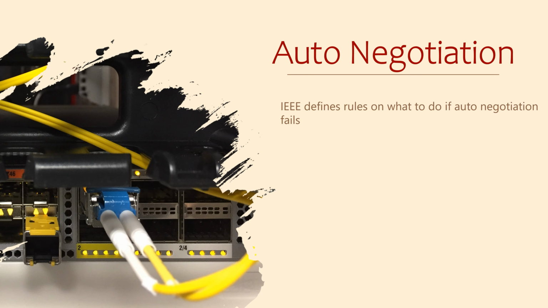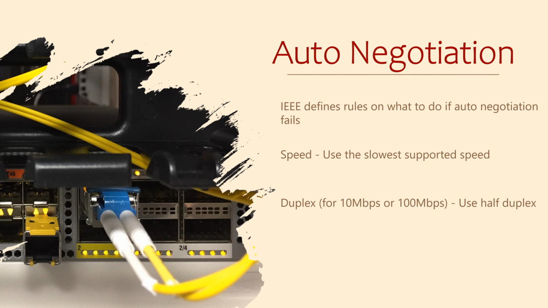What if auto negotiation were to fail? In this case, there are a few rules that interfaces need to follow. First, they'll use the slowest supported speed, which is usually 10 meg. Rule number 2 is if the speed is 10 or 100 meg, it will set half duplex. And rule number 3, for other speeds, use full duplex. Cisco switches have the ability to sense the speed of other switches, so if auto negotiation fails, they will try to set the speed accordingly. But if that fails, they'll fall back on the rules we've just discussed.